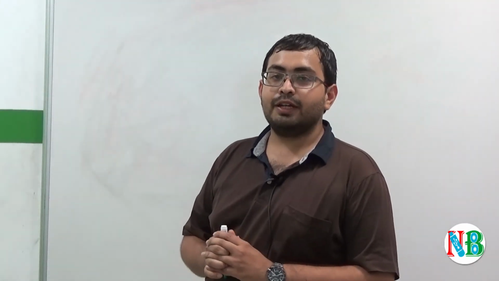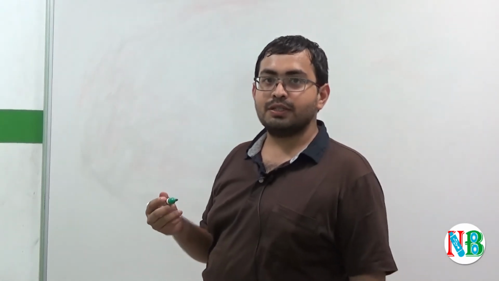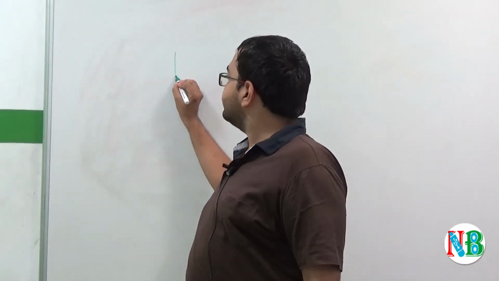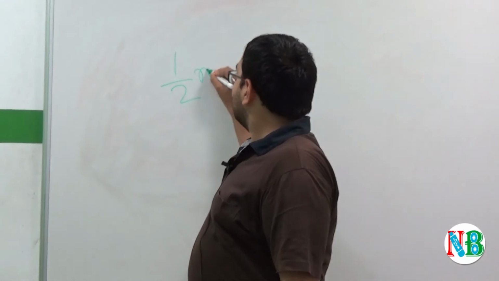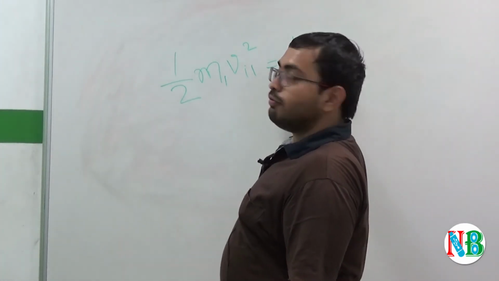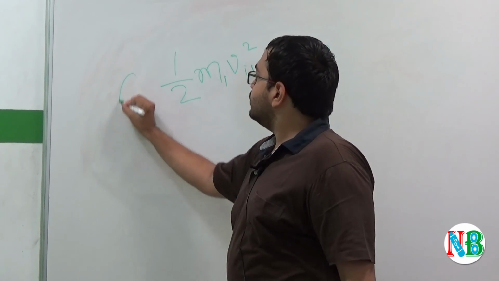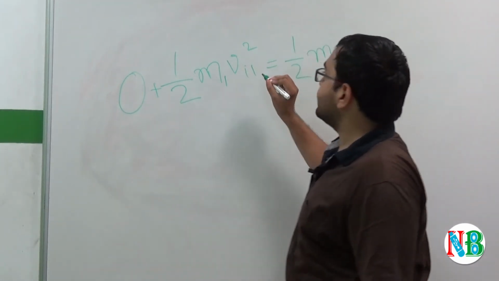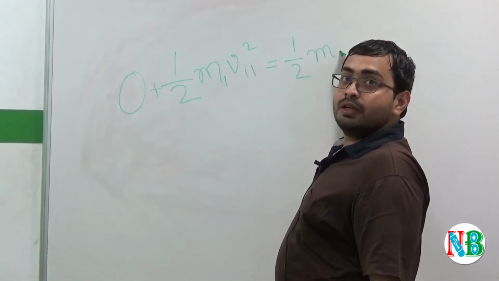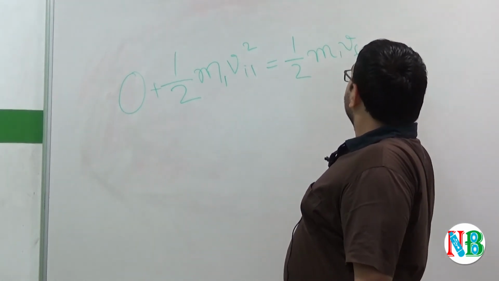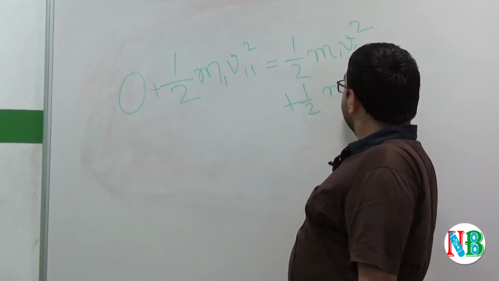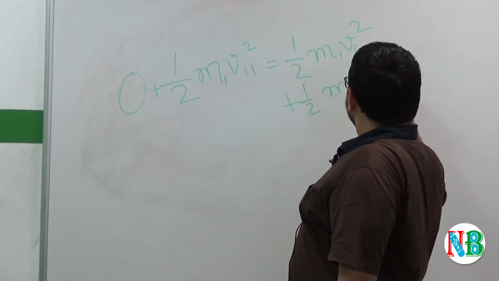We can say that for an elastic collision of the two objects, for the kinetic energies, we can calculate that half of m1 vi1 square is equal to half of m1 vf1 square, which is the final velocity of the first particle, plus half of m2 vf2 square, for the second particle, as the initial velocity of the second particle was 0.